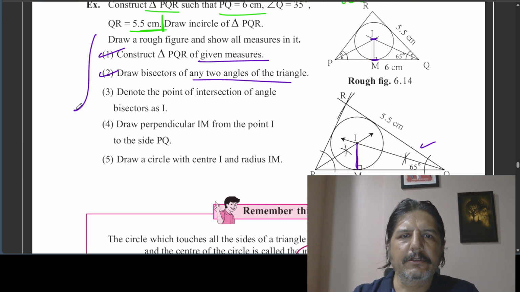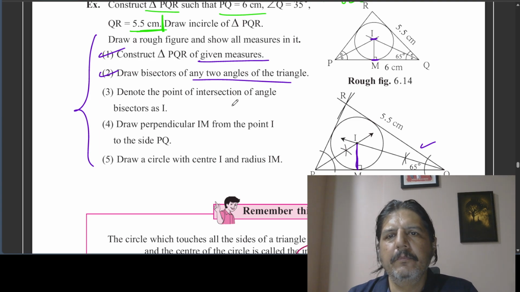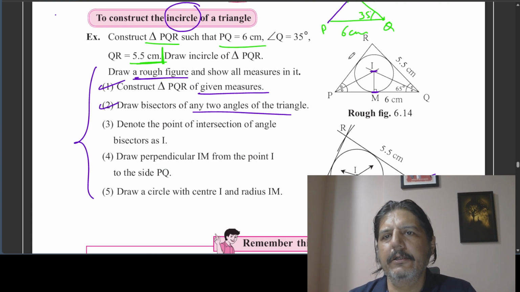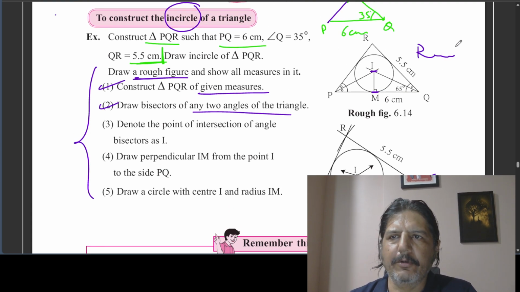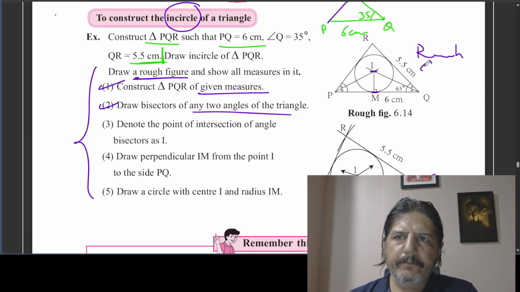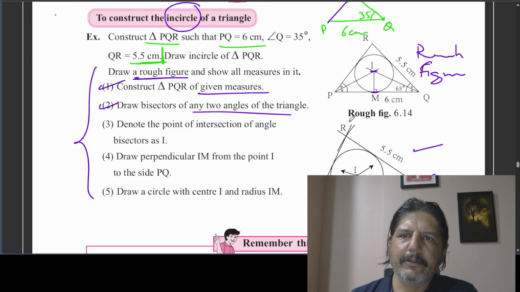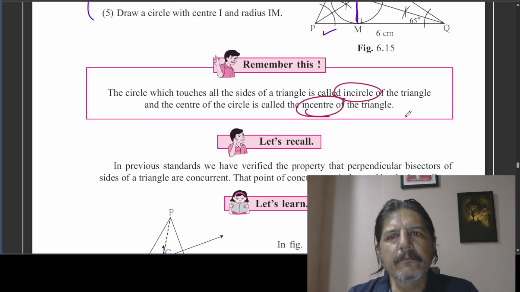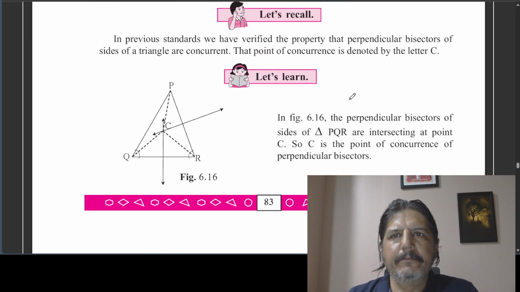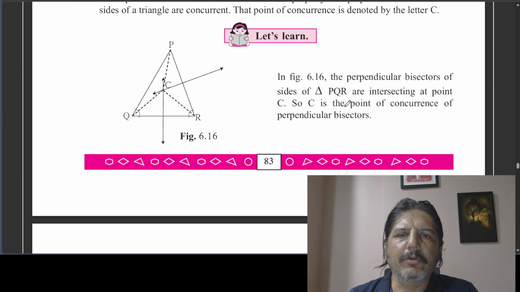They have mentioned the constructions here. See, they have written draw a rough figure and show all measures on it. This is the rough figure that you will be drawing. And then you will begin the final figure. So incircle, and the center is called the incenter.